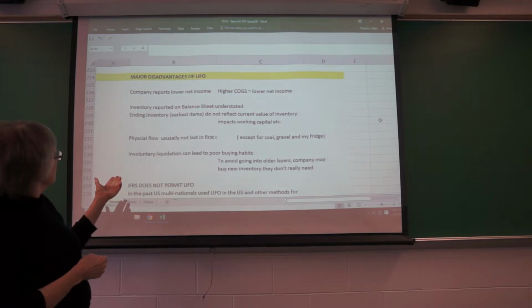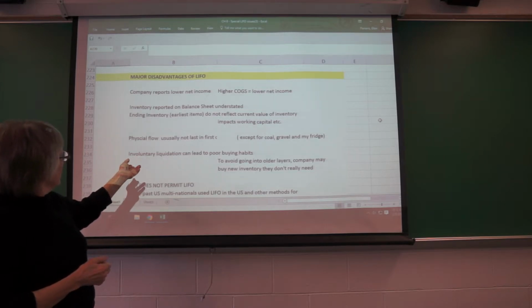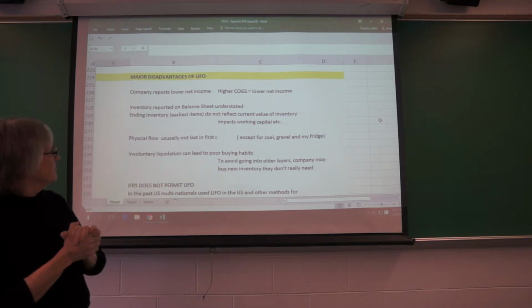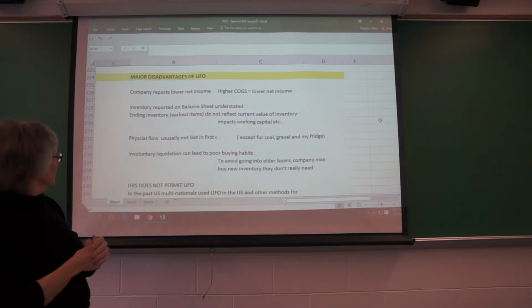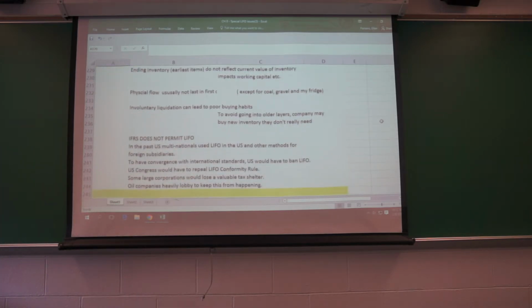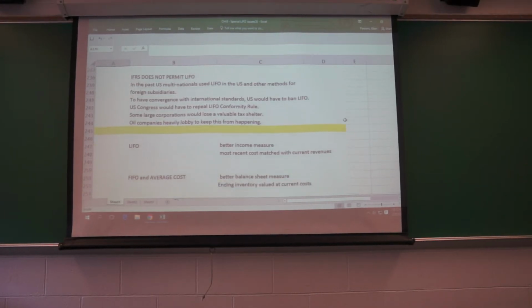Okay, we talked about the physical flow. It usually doesn't represent that. Involuntary liquidation, we talked about that before. The company may buy stuff they don't need. And then the biggie is the international standards don't permit LIFO. So that makes it more complex for international companies.